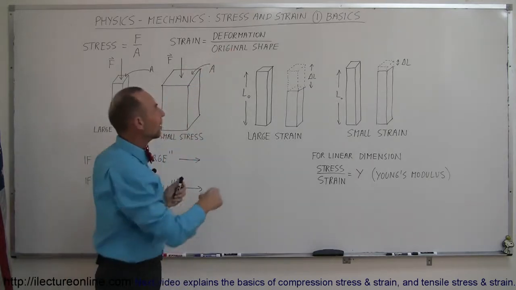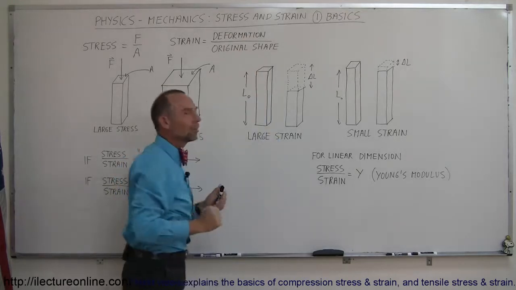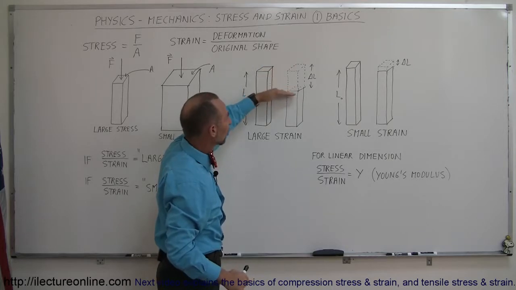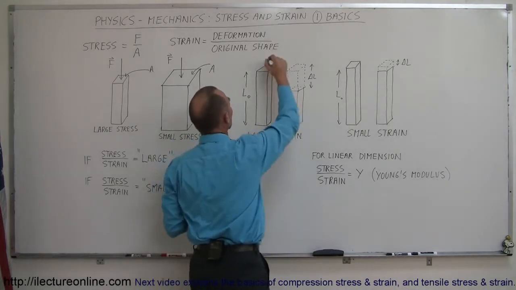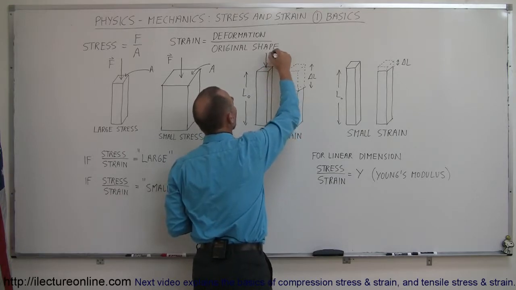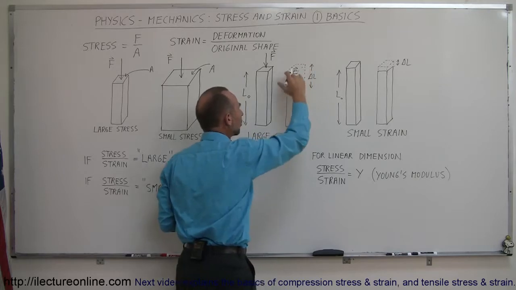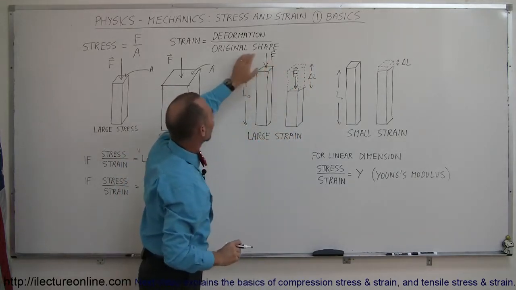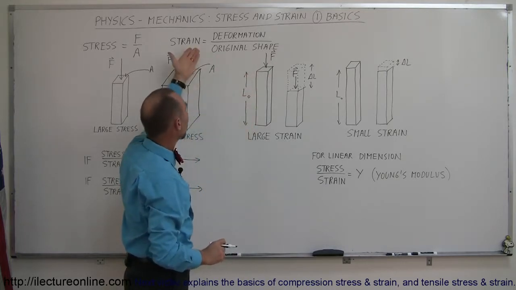And if we find the amount by which it deforms divided by the original size of the object, so for example, this may be the deformation, the reduction in the length of the beam after we apply a certain amount of force on it. So let's assume we apply a force, and because of the force applied, we make the beam shorter. So we deform the beam, and the ratio of the amount of the deformation divided by the original shape, which would be in this case the original length, is what we call the strain.